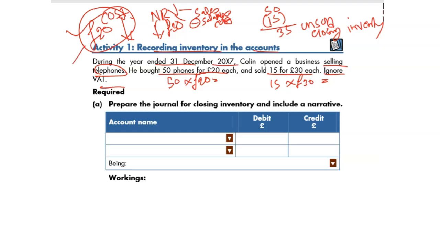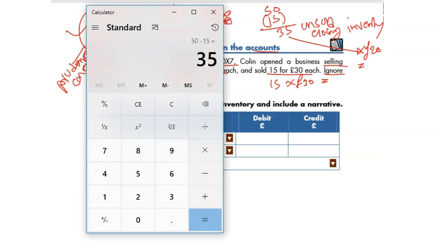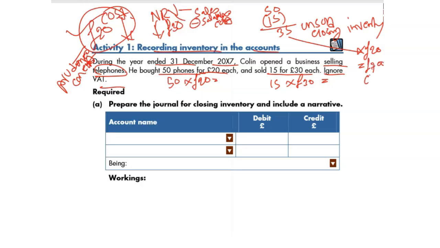Why? Because of the prudence concept. The prudence concept says do not overstate your assets. This closing inventory is a current asset, so we are not overstating. Do not overstate your profit, so we are not overstating our profit either. So these 35 items should be valued at £20 each. 35 times 20, I'm going to get all the calculations handy on screen, then I'll jump into the real question. 35 times 20, 700 is my closing inventory value, because 35 items are left, valued at 20 each.